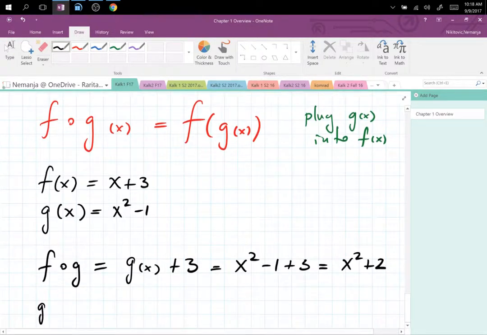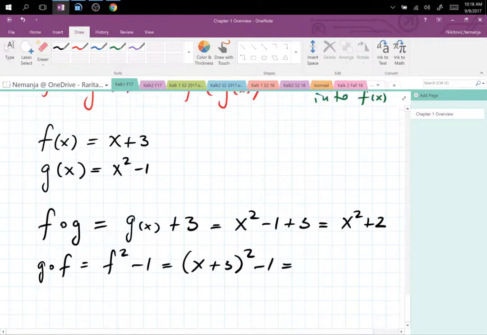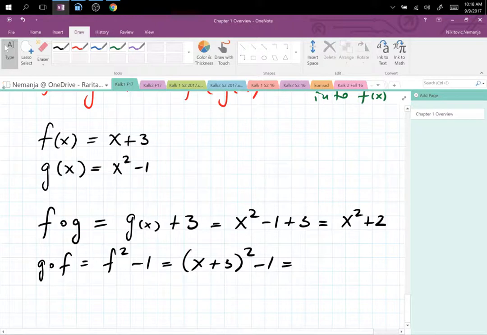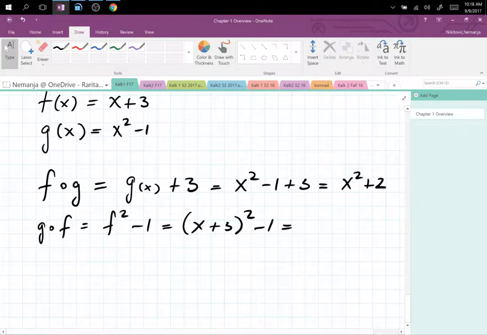Now, how about g composed with f? Which function is the boss now? So it's going to be f squared minus 1, right? Which means x plus 3 squared minus 1. How do we square x plus 3? Nice. Don't forget the middle term.